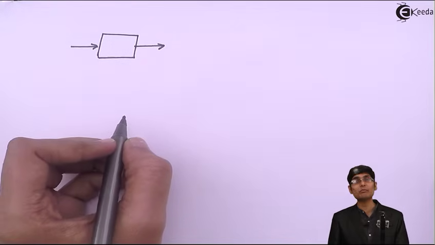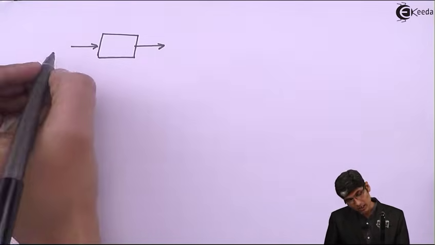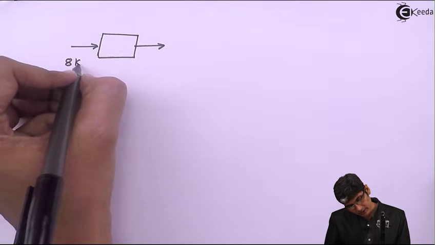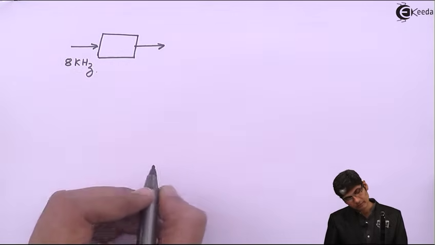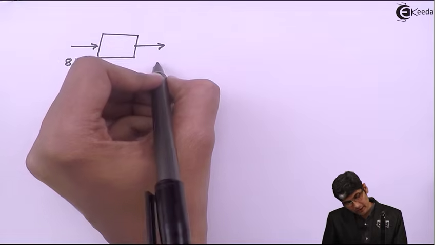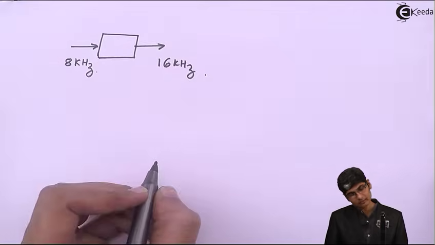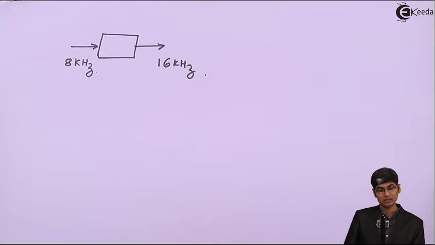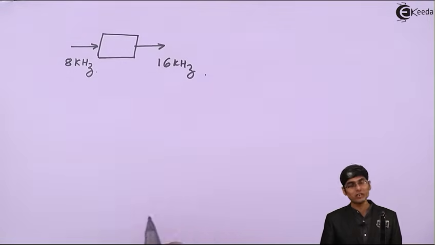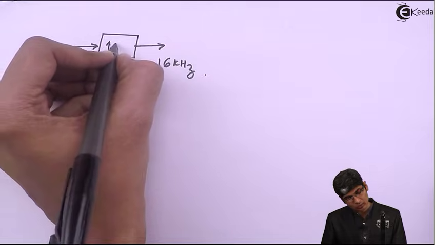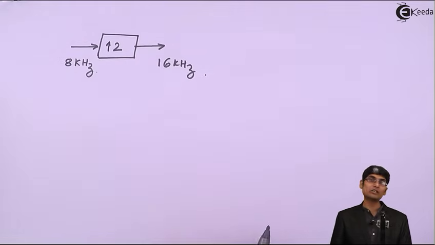which is, let's say, an upsampler, if I give 8 kilohertz as the input to obtain, let's say, 16 kilohertz, it is nothing but I have to upsample by a factor of 2, right?